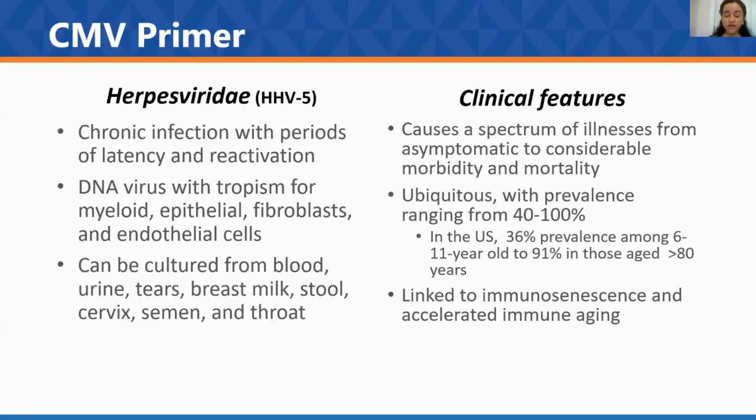So now, just to give you an overview of CMV. CMV is a chronic infection with periods of latency and reactivation. It is a DNA virus with tropism for myeloid, epithelial, fibroblast and endothelial cells, and it can be cultured in different ways. There is a broad spectrum of clinical features associated with CMV. It can be asymptomatic or cause considerable morbidity and mortality. The prevalence is high, and it goes higher as the age group changes, and it has been linked to immunosenescence and accelerated immune aging.